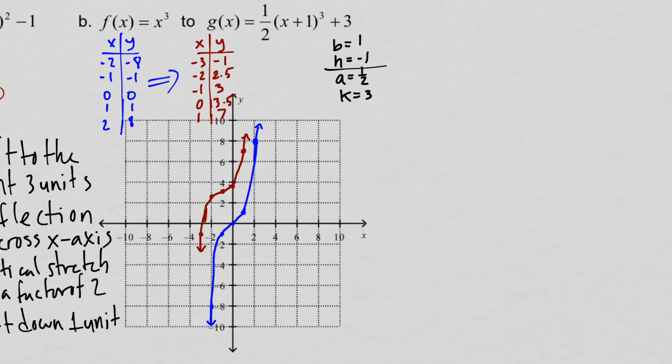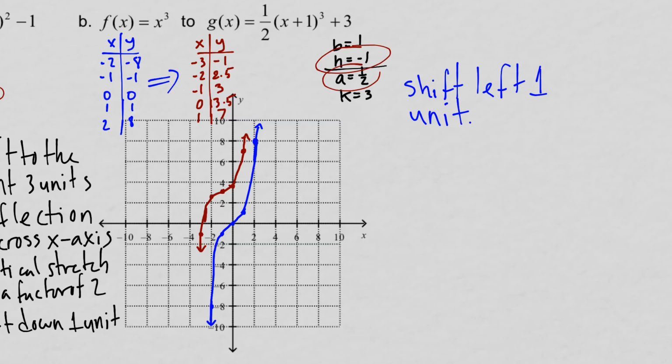Alright, let's describe B. In this one, we have B equals 1, which does nothing. H equals -1, that's a shift. Which direction? Left, right? Shift left. Because H does everything horizontally. Remember, B and H are horizontal. So shift left 1 unit. A is 1/2. That's a vertical compression. It's positive, so no reflection in this one. But it's a number smaller than 1, so it's a vertical compression, not stretch. Compression because it's a small number.